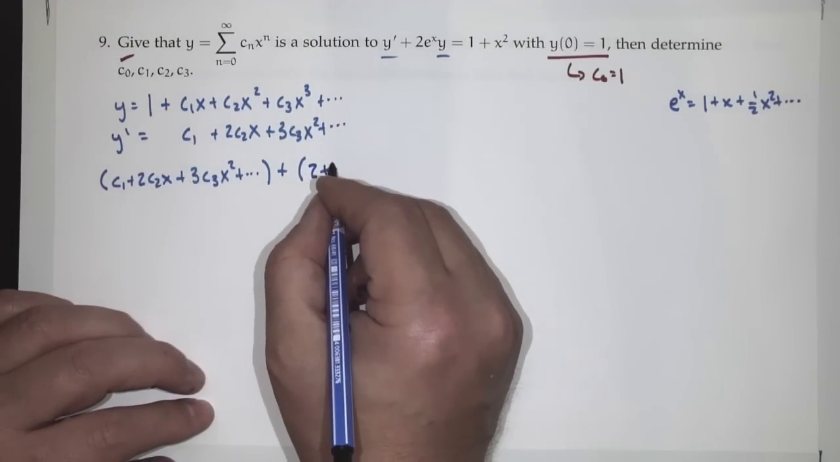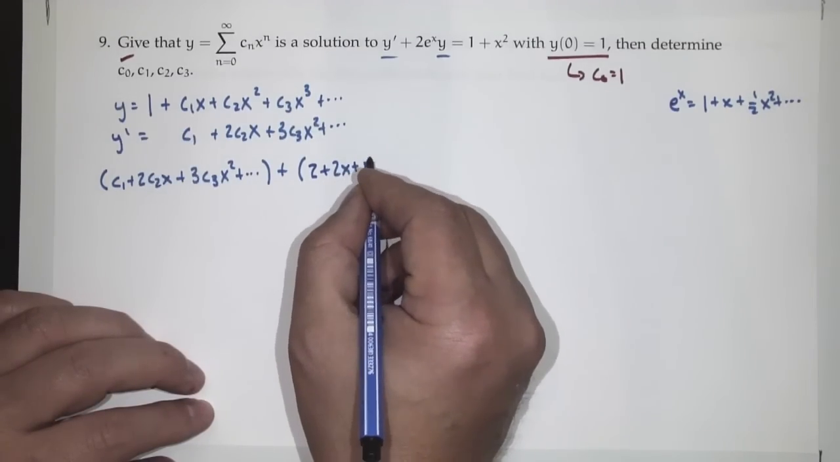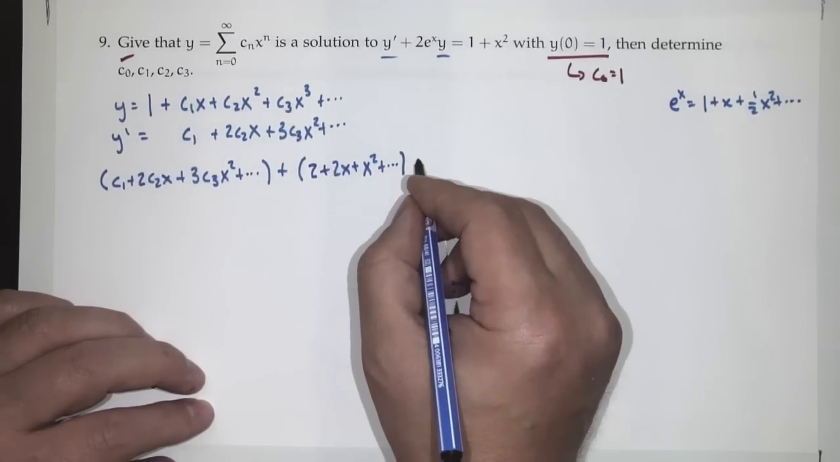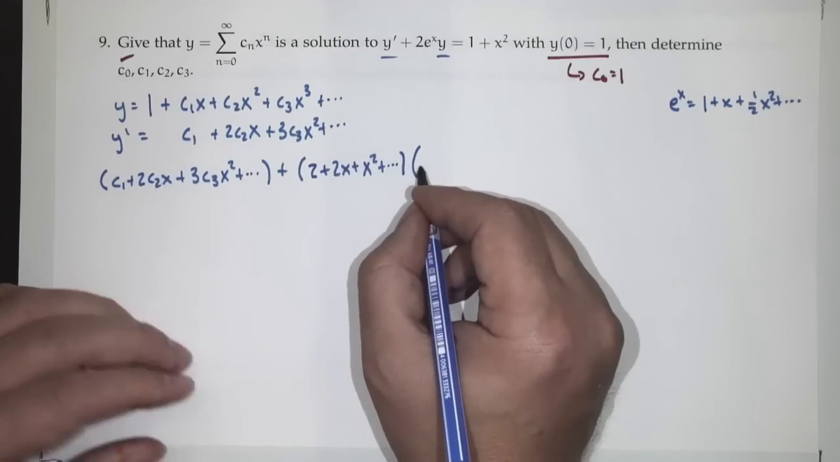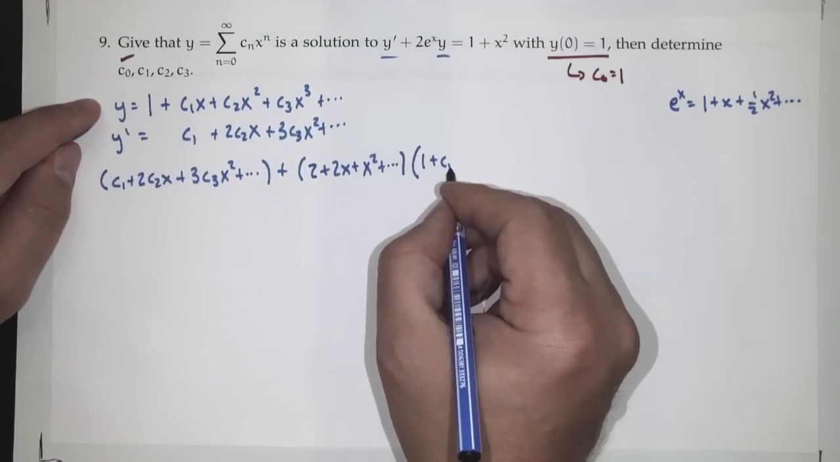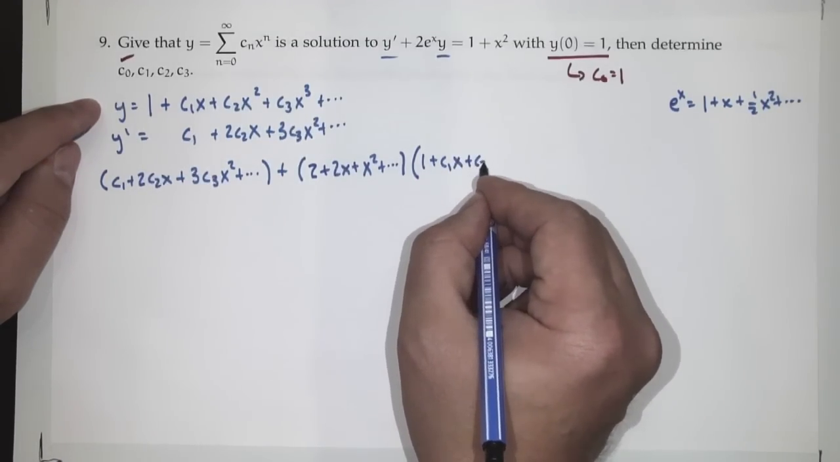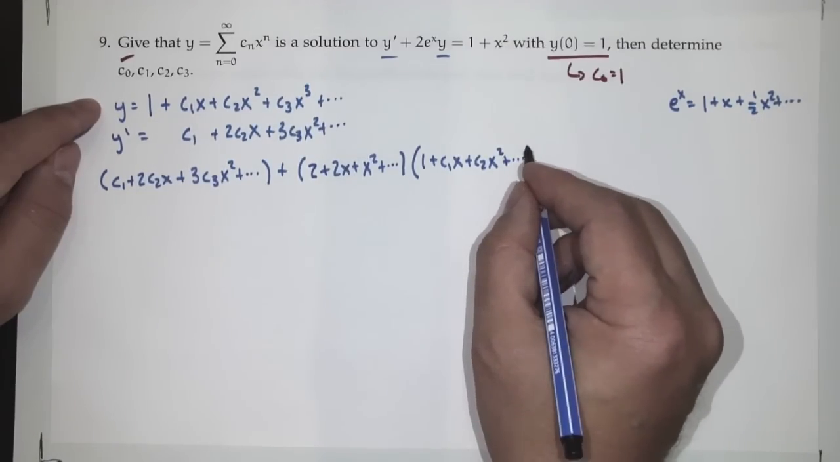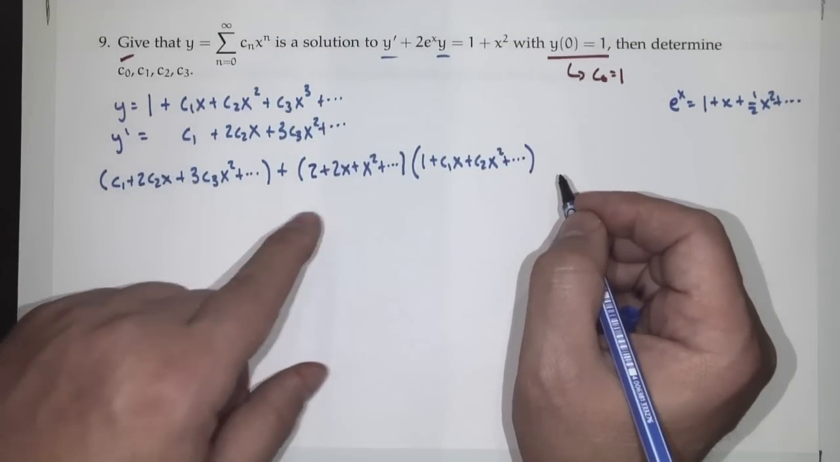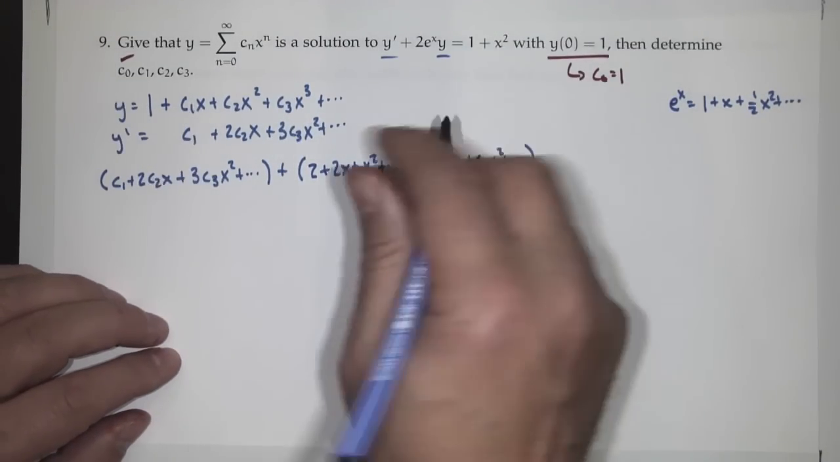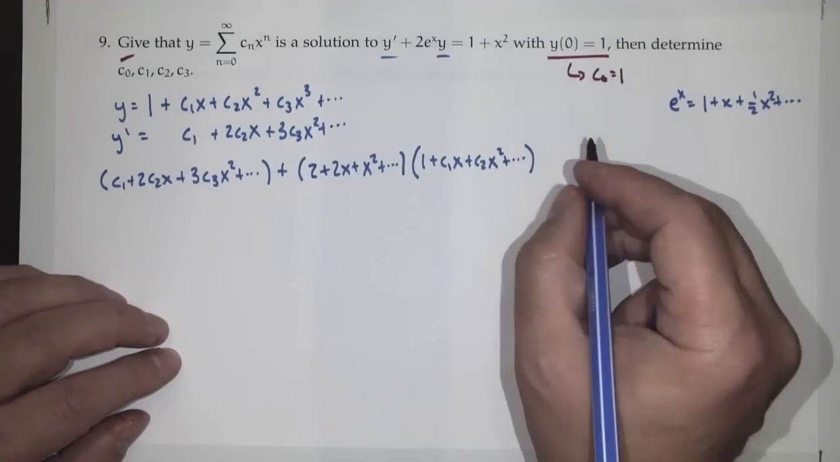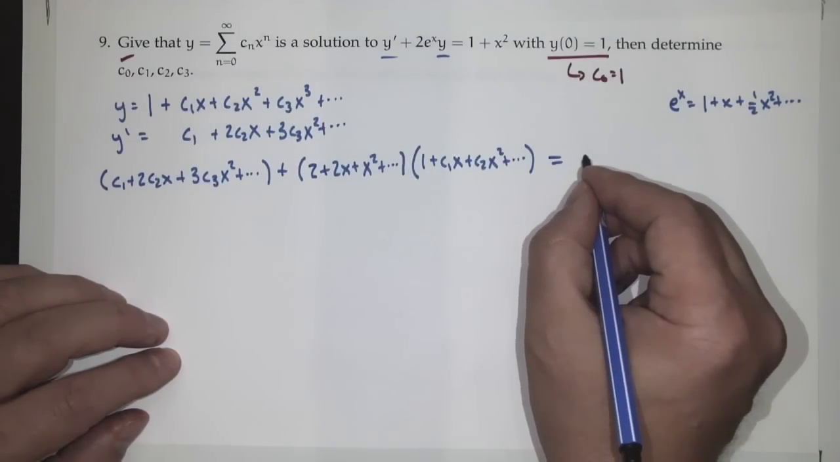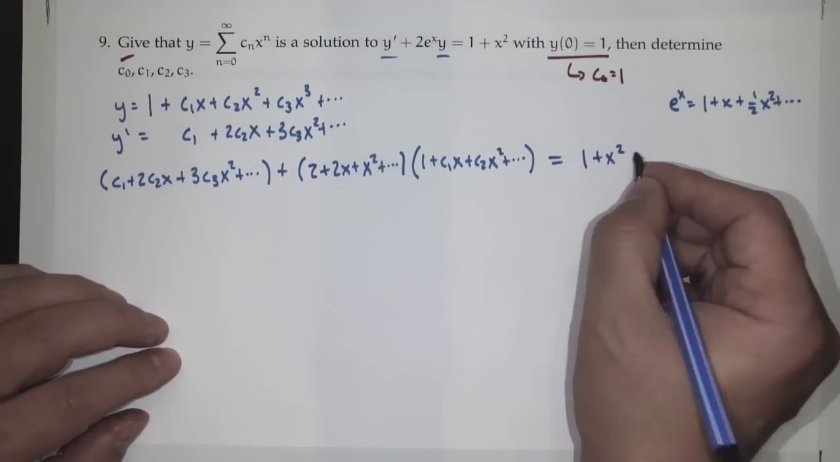So that's 2 plus 2x plus x squared, times that by y, which is 1 plus c1x plus c2x squared and dot, dot, dot. We can stop at the square term because we only need to get to the square term. The x cubed would give us higher order stuff. That has to all equal 1 plus x squared.